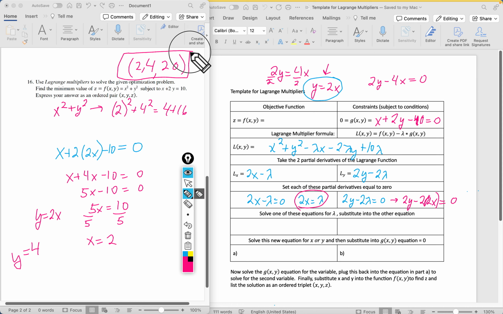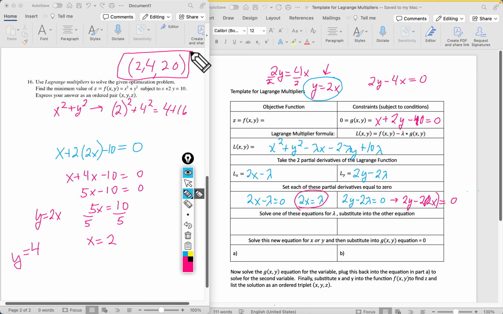If we've got more than 1 point, we plug them in, and if they want the minimum, we take the one with the lowest z value. If they want the maximum, we take the one with the biggest z value. A lot of times, the way they've got these set up, we only end up with 1 point. So it's a technique. We just want you to be able to do it.